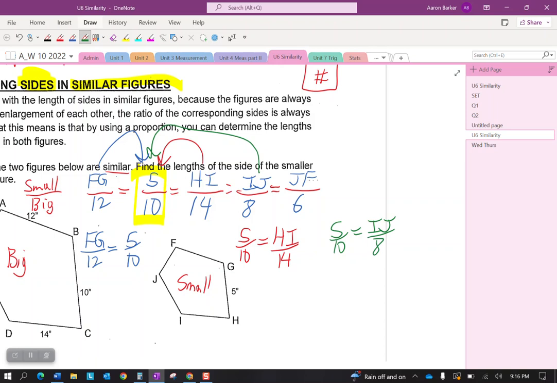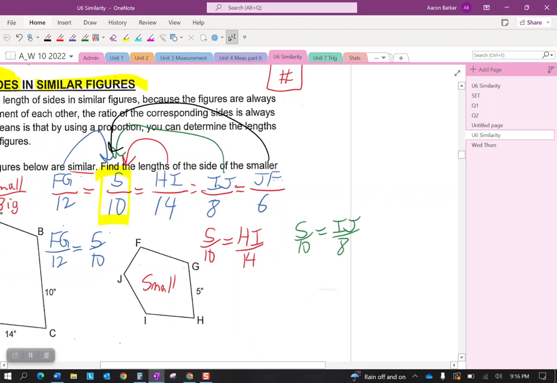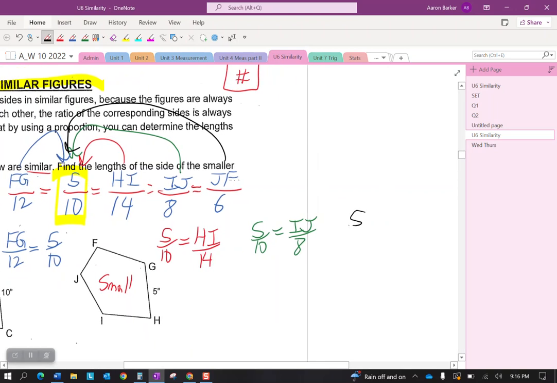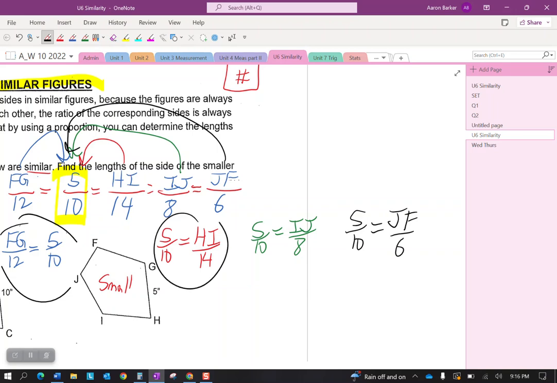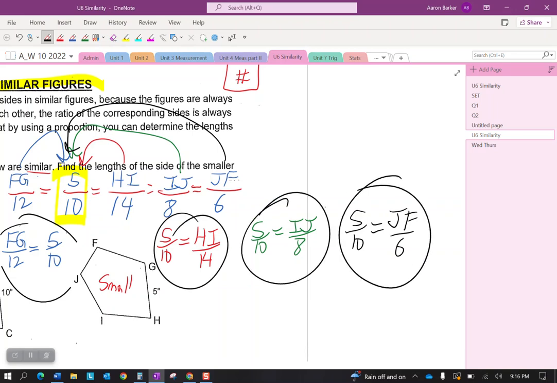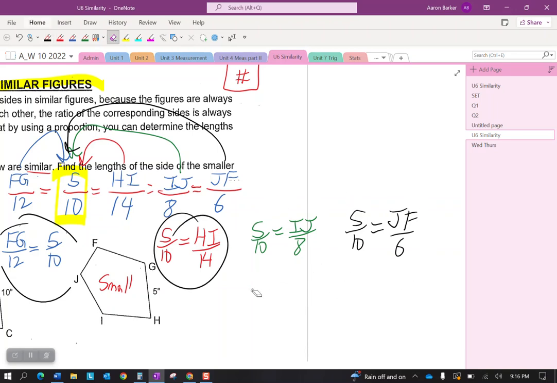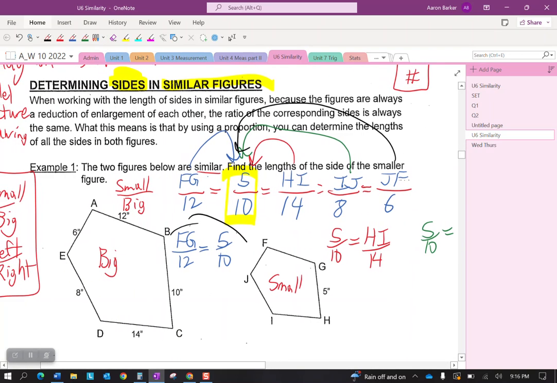And the last fraction, yep, you guessed it. This one, because of all the equal signs, it also equals the very middle one. So we can come up with another proportion, 5 over 10 equals JF over 6. So now we have 1, 2, 3, 4 proportions, and we can solve each one to find the missing sides. So when we're solving, we simply do our cross multiply and divide stuff.